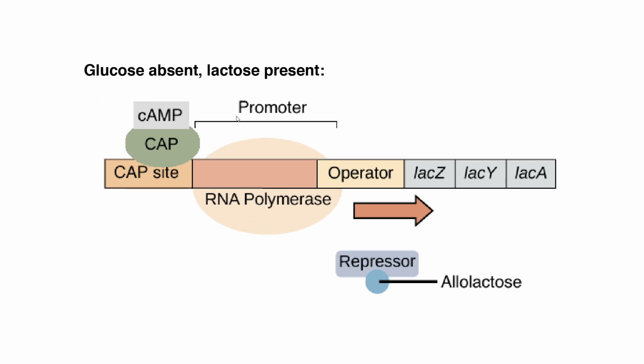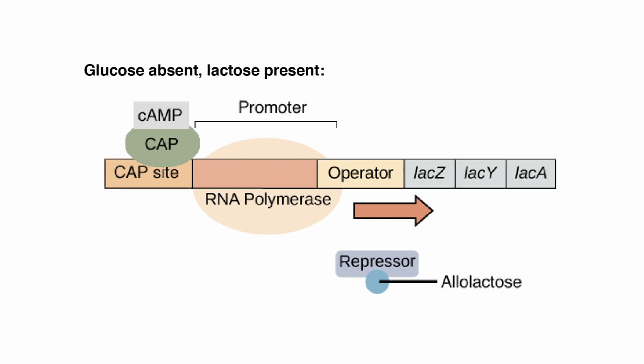So next, glucose is absent and lactose is present. Strong transcription of the Lac operon occurs. The Lac repressor is released from the operator because the inducer allolactose is present. cAMP levels are high because glucose is absent, so CAP is active and bound to the DNA. CAP helps RNA polymerase bind to the promoter, permitting high levels of transcription.